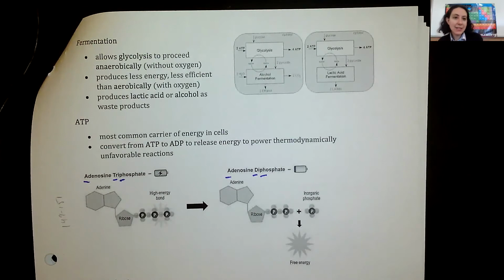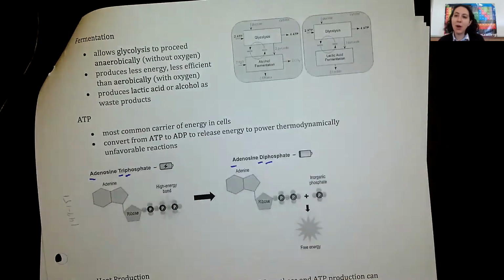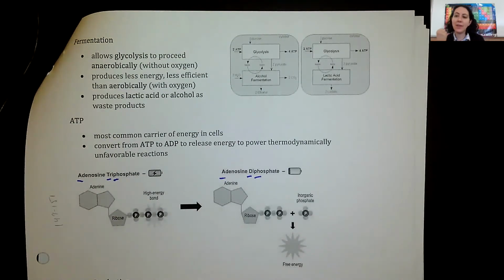There are usually two classic examples. One of them is lactic acid. That's where there's a byproduct of lactic acid, because it takes on that extra electron that's produced from glycolysis. And the other one is alcohol fermentation. So depending on what organism you're in, fermentation can create either of these byproducts.